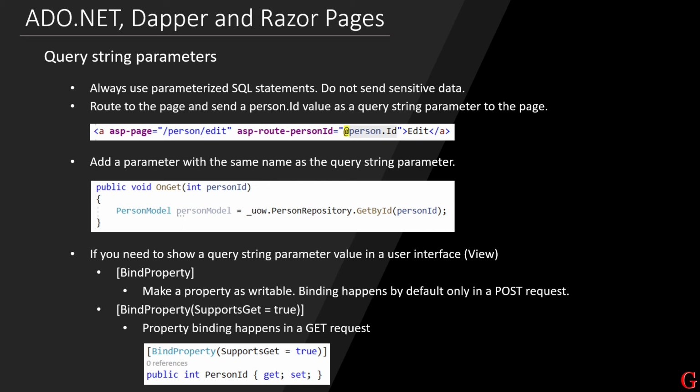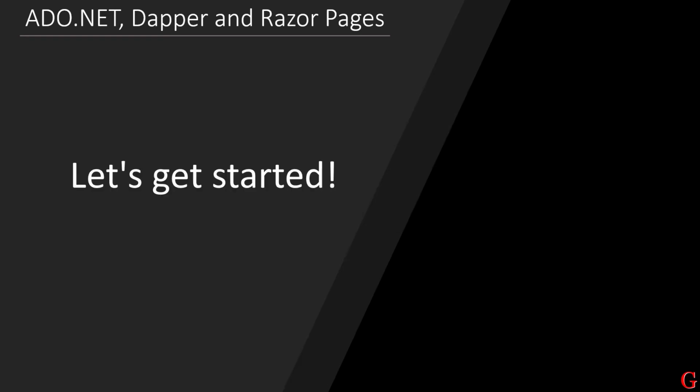Property binding happens by default only in a POST request. If you need to show a query string parameter value to the user, you have to use BindProperty with SupportsGet. Next we will look at the application. Let's begin.